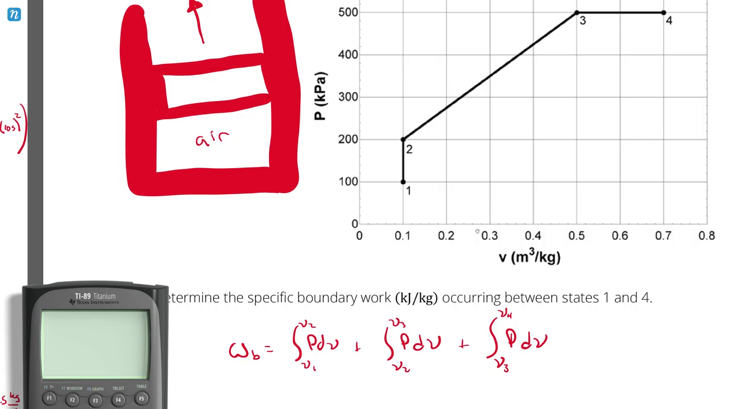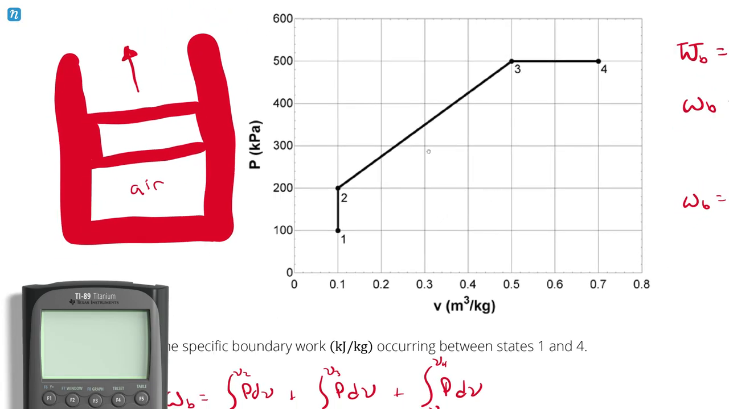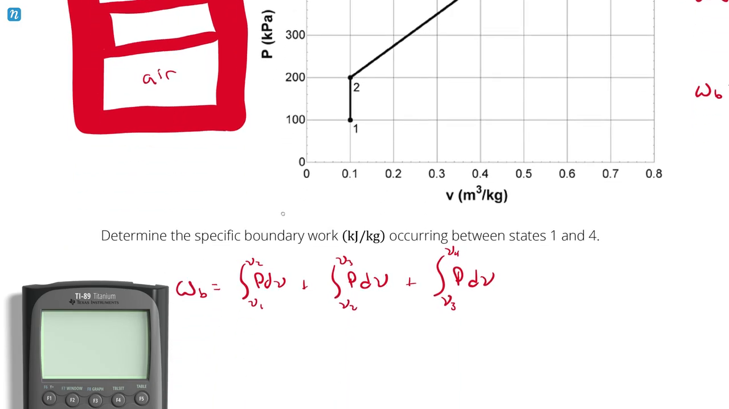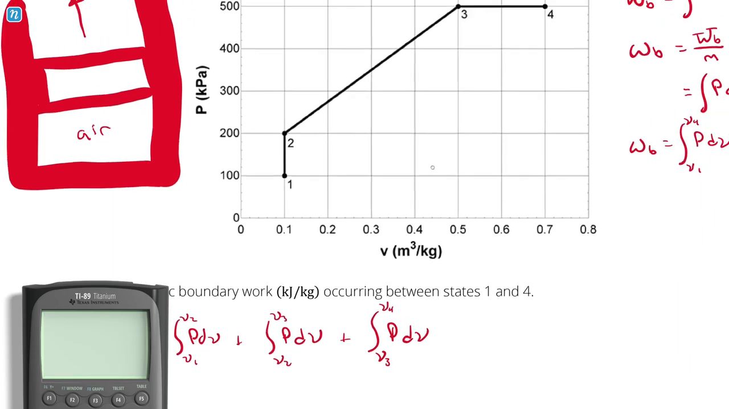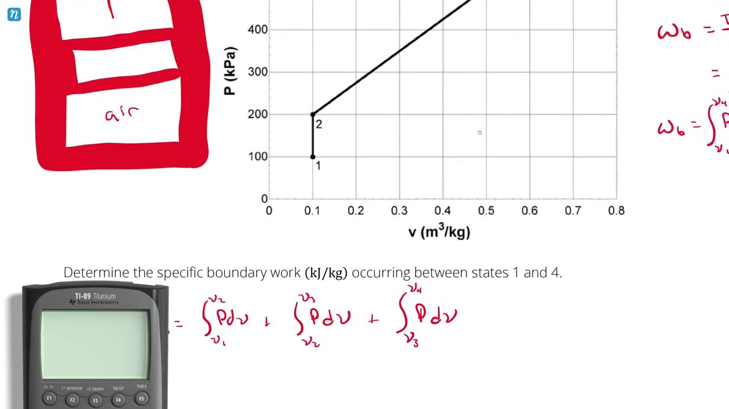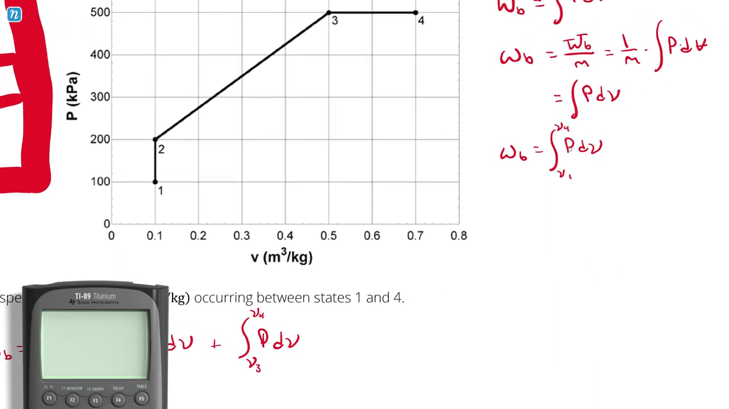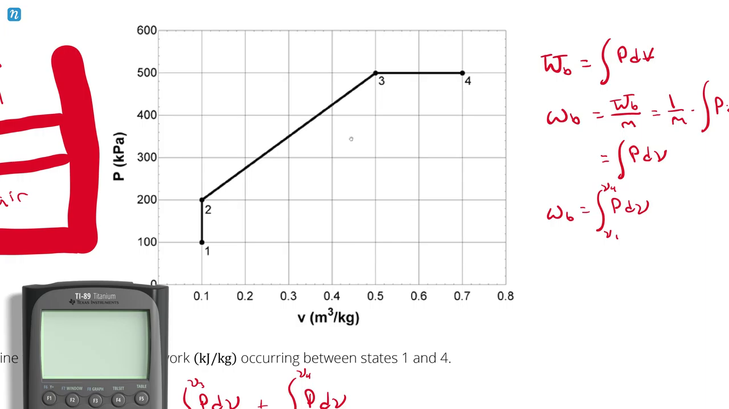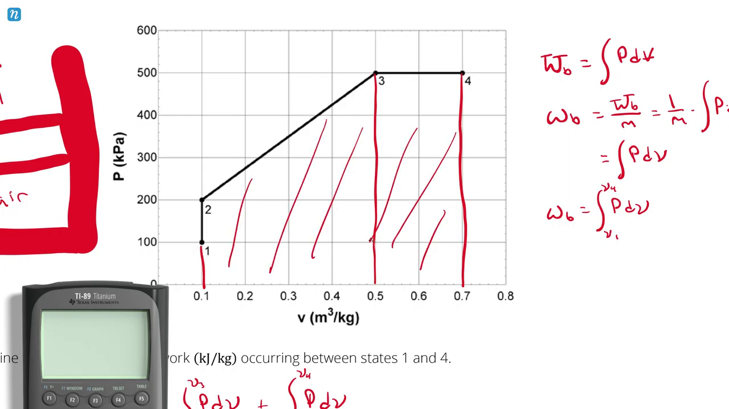However, from 1 to 2 and 2 to 3, this gets a little bit more complicated because I would have to actually calculate or determine the equation of this line. I have to know how pressure varies with specific volume in order to actually evaluate this integral. Except for one thing. I could take a shortcut by recognizing that the integral of pressure with respect to specific volume is just going to be the area under this curve. Because I'm given a graph of pressure and specific volume, I can actually just geometrically determine this area here. And that would give me my answer.